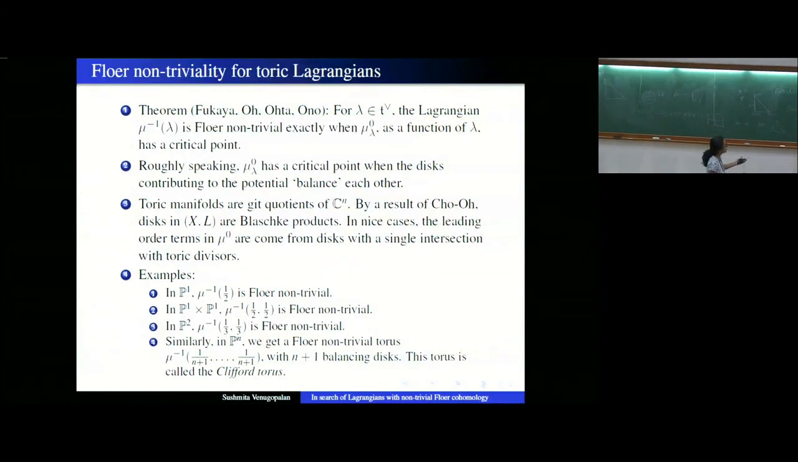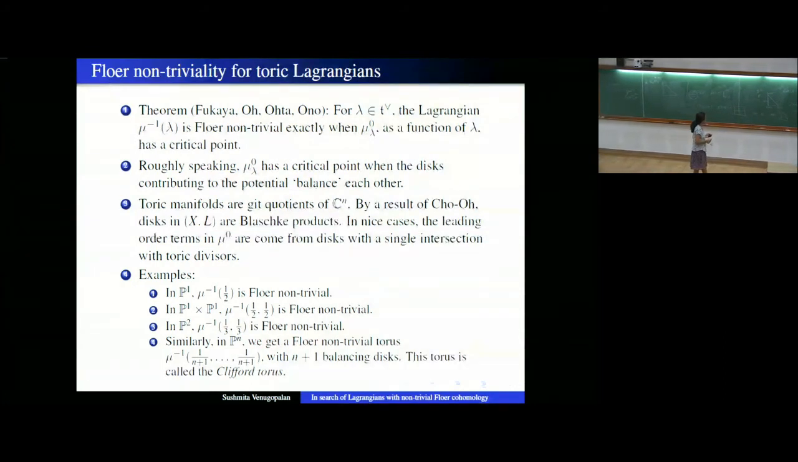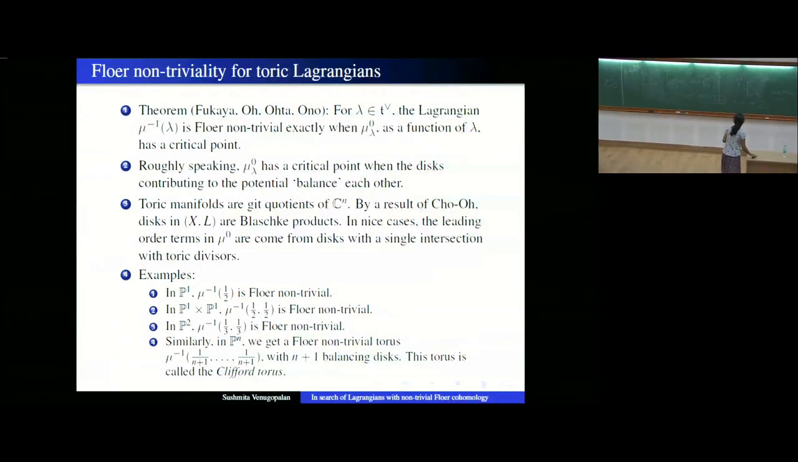Sorry, maybe I should have said this here. When I say toric manifolds are GIT quotients of Cn, this n is the number of facets. So CP2, for example, is the GIT quotient of C3 by C star. So it has 3 facets. So vanishing of one of the coordinates is the same as the disk intersecting that divisor. Okay, so where am I?